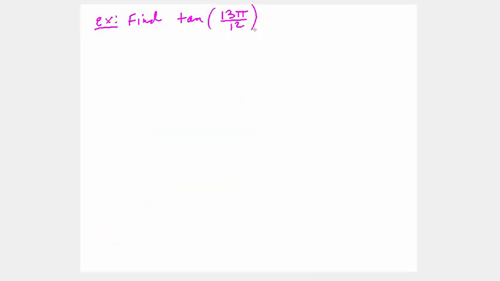Let's take a look at an example where we might be able to apply our identities and try to find the tangent of 13 pi over 12. Now we've seen this trick before.